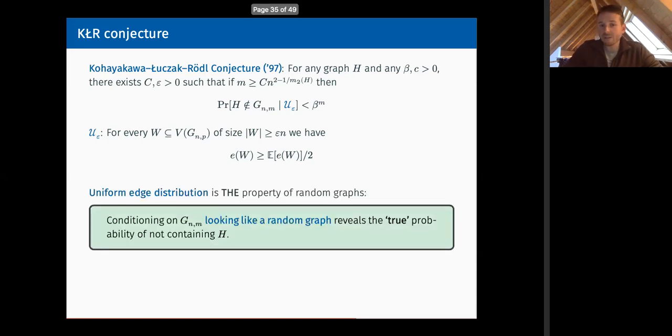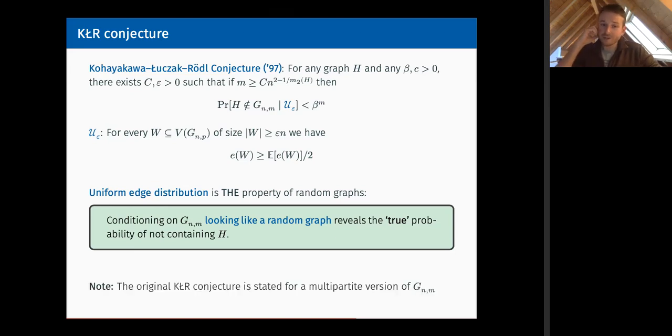So this is a reasonably weak notion of uniformity. But uniform edge distribution is the property of random graphs. And what the conjecture says is that if we condition G(n,m) actually looking like a random graph, then we get that the probability is matching the one for bipartite graphs. Or in other words, a typical H-free graph is not random looking. Now, if you know what the KŁR conjecture is, you will know that this is not how it's stated. Qualitatively, it's the same as the actual conjecture, except that the conjecture is stated for applications in a multipartite version.